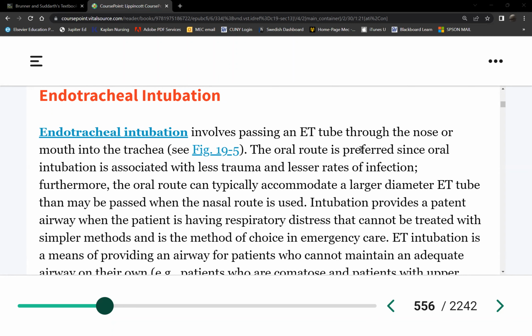So here's the procedure. First of all, we are not intubating the patient. We do, however, initiate it. So we initiate the intervention, the intubation, meaning you call rapid response or you call the doctor and tell them why your patient needs to be intubated. Okay.